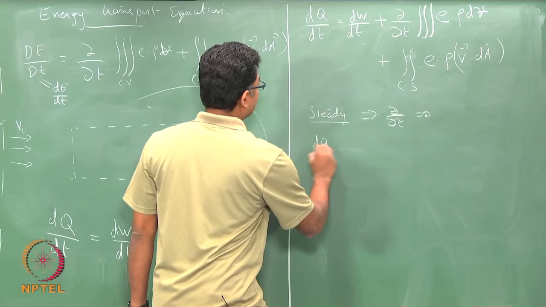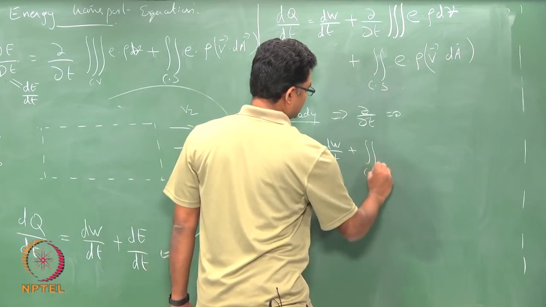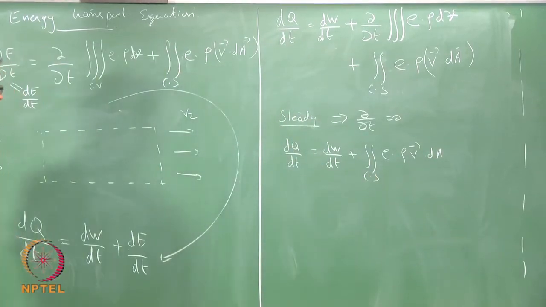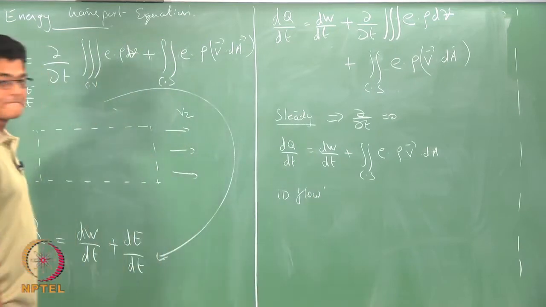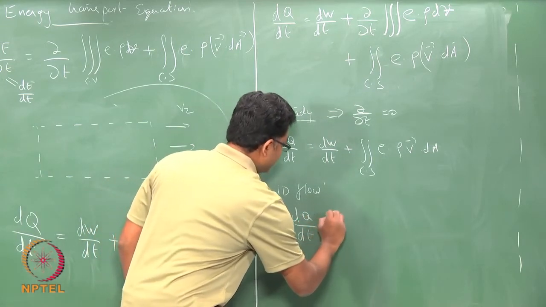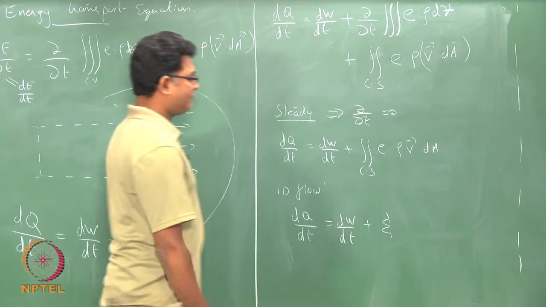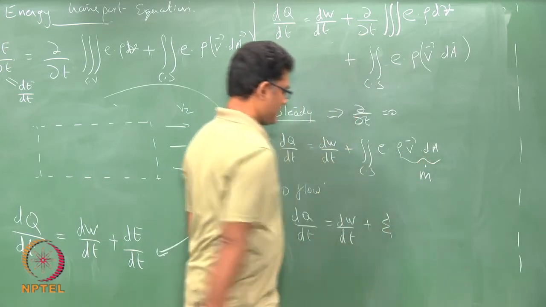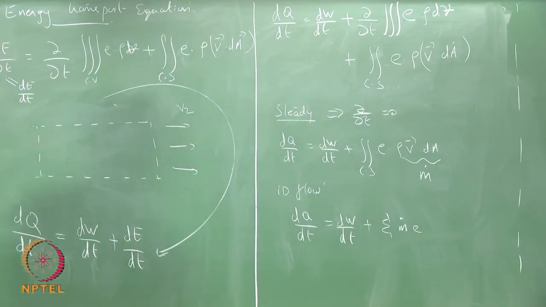So, your dq by dt is now dw by dt plus the surface integral of E rho V dot dA, and if I assume 1D flow, I can rewrite this as dq by dt equals dw by dt plus sigma of rho V A, which is your mass conservation, m dot. So, it is m dot E.